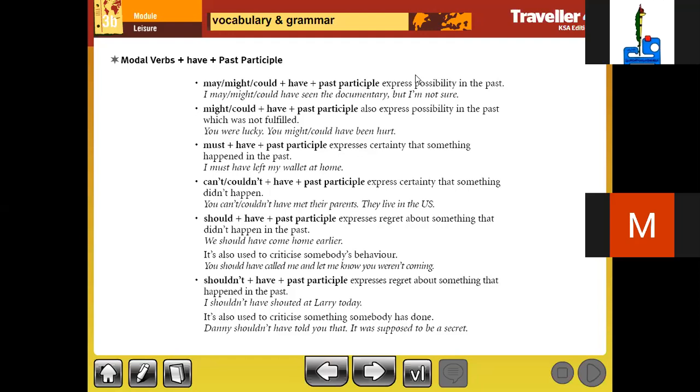It's also used to criticize something somebody has done. Danny shouldn't have told you that. It was supposed to be a secret. We also use that to criticize something. إن احنا ننتقد شيء عمله إنسان. Somebody has done. يبقى الانتقاد شيء فعله شخص معين. Like when I say Danny shouldn't have told you that. ما كانش المفروض داني يقول لك كده. But he did ولكنه قال.